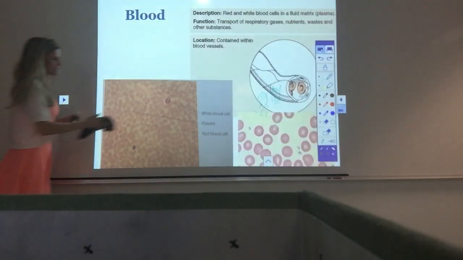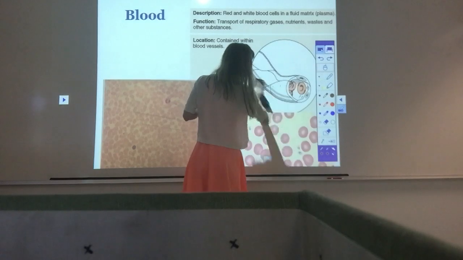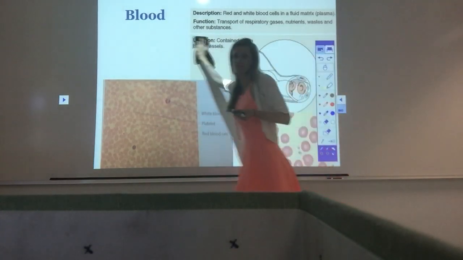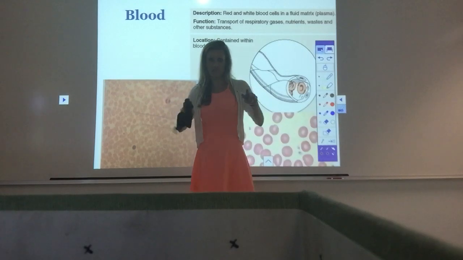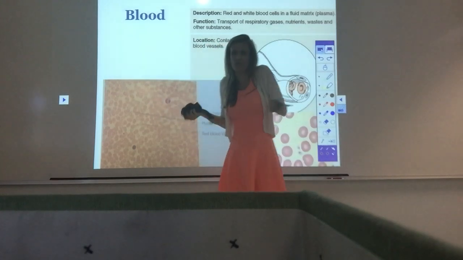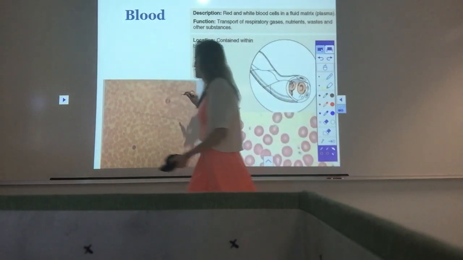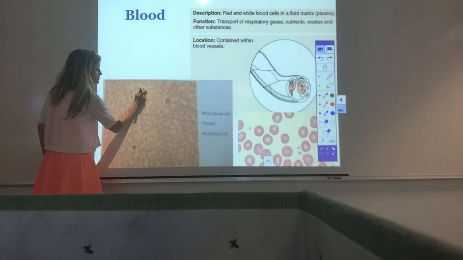Finally, blood is the last kind of connective tissue. It's a highly specialized type of connective tissue because the matrix, the stuff outside the cell, is fluid, pure fluid. It's mostly water, like 92% water. So what you see is a bunch of cells just suspended in fluid, in liquid.